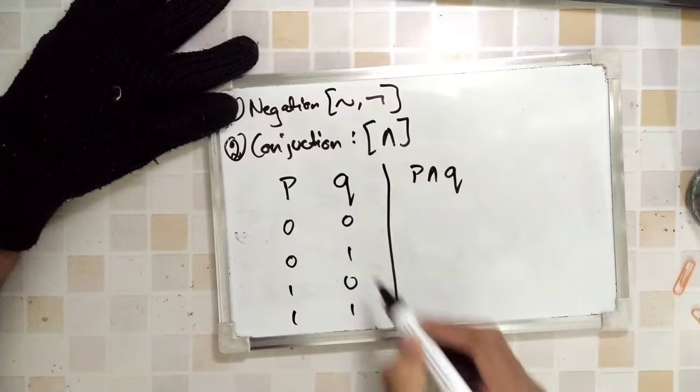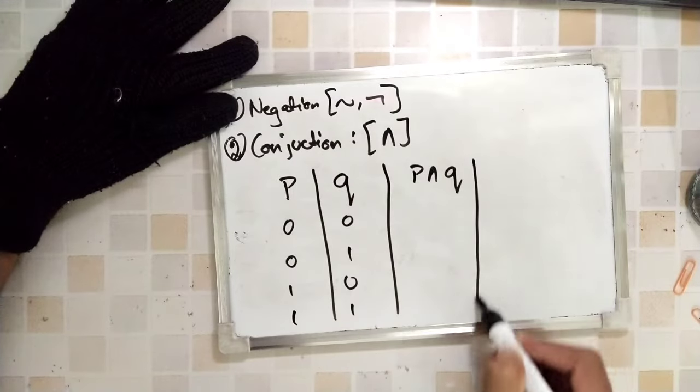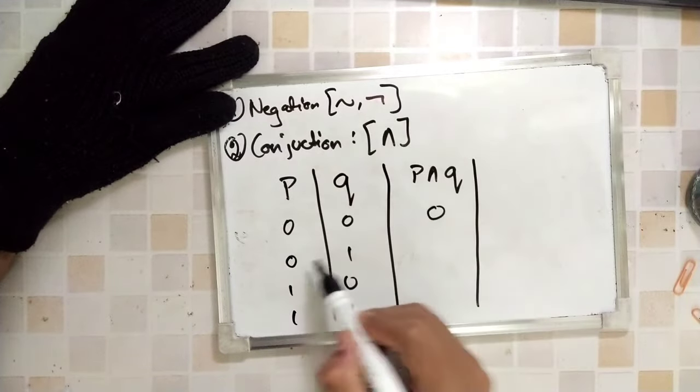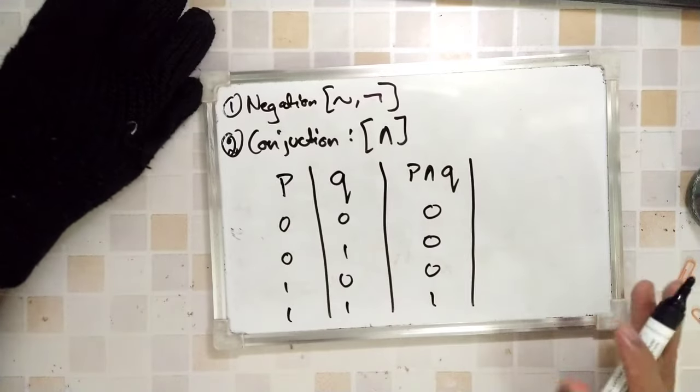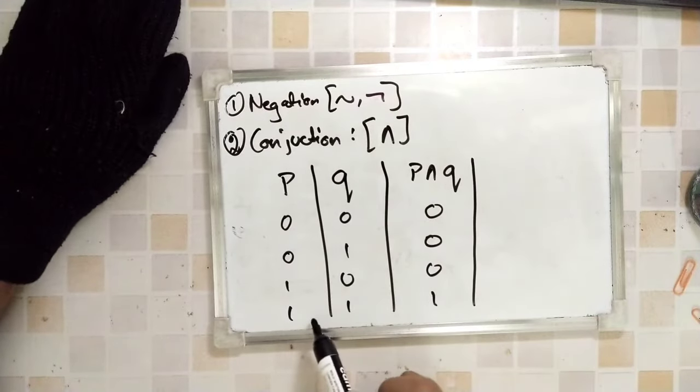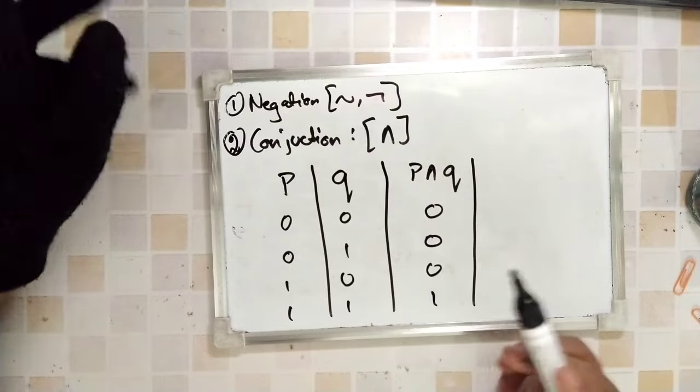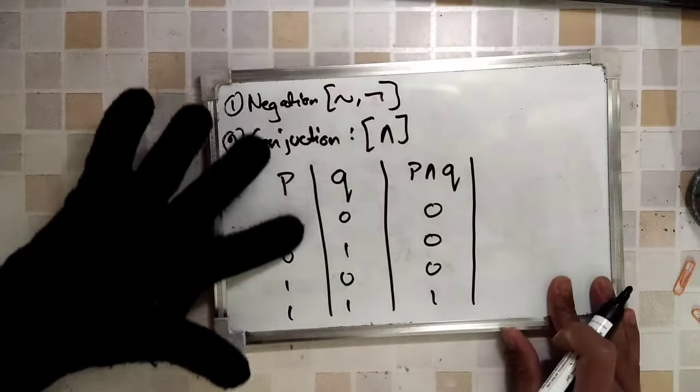It's nothing but a simple multiplication. So 0 into 0 is 0, 0 into 1 is also 0, 1 into 0 is 0, 1 into 1 is 1. So P and Q returns 1 only if both the values are high. So in other ways, let me just explain.